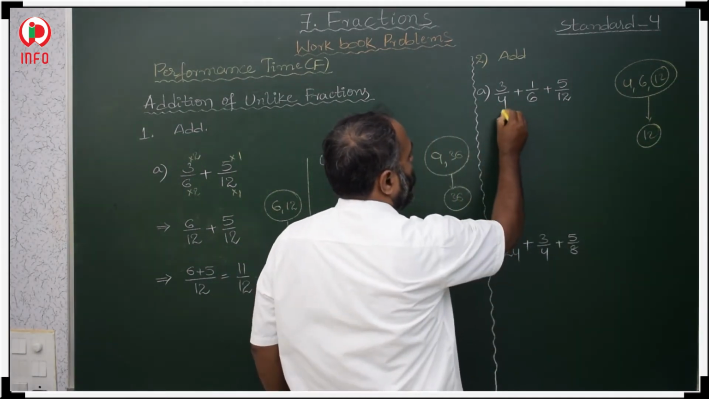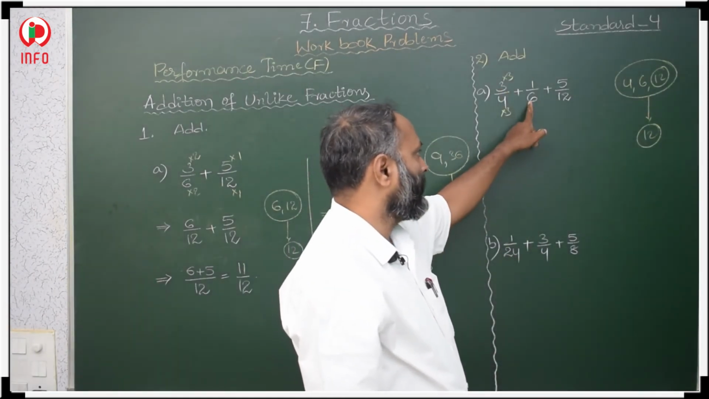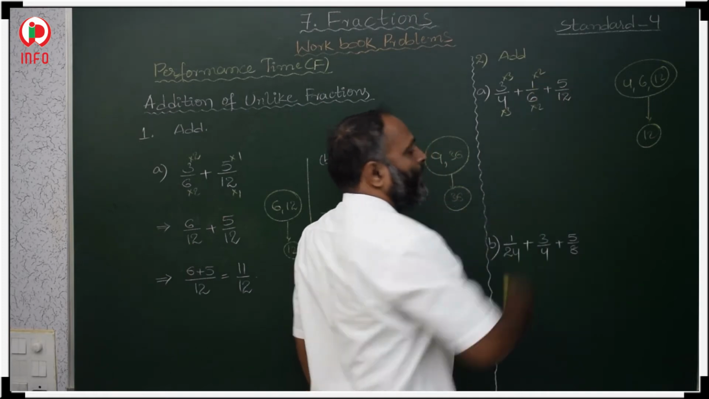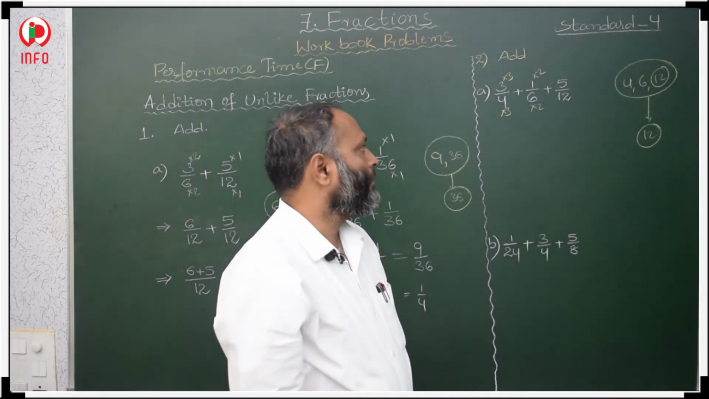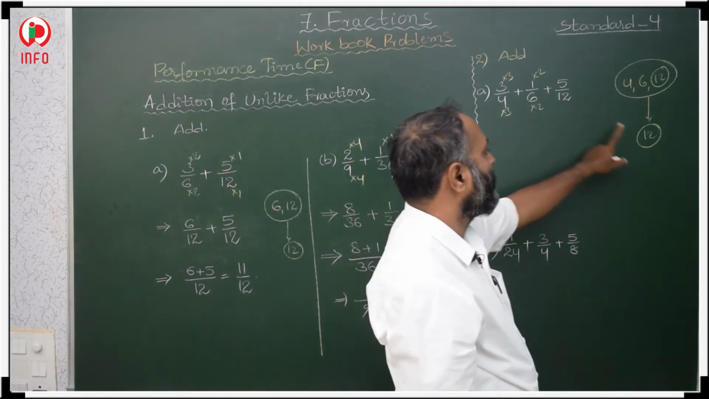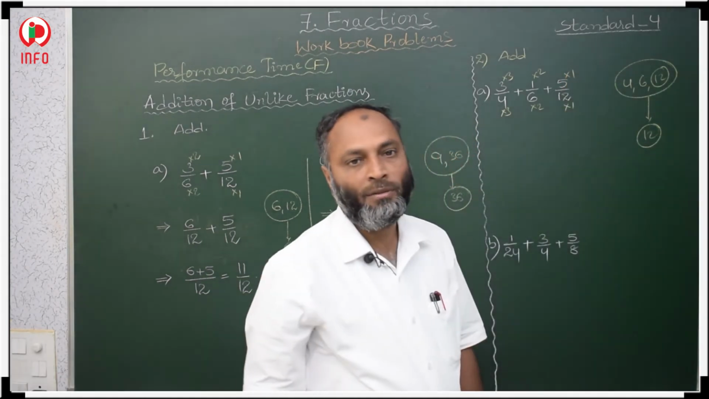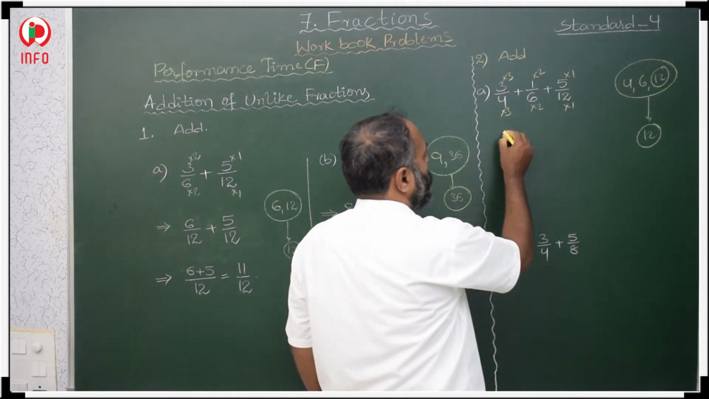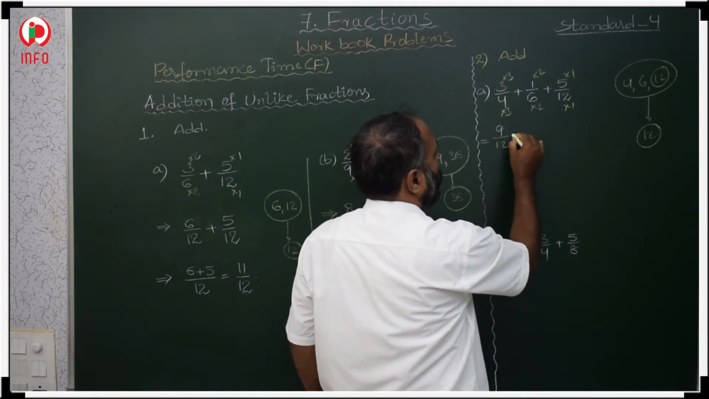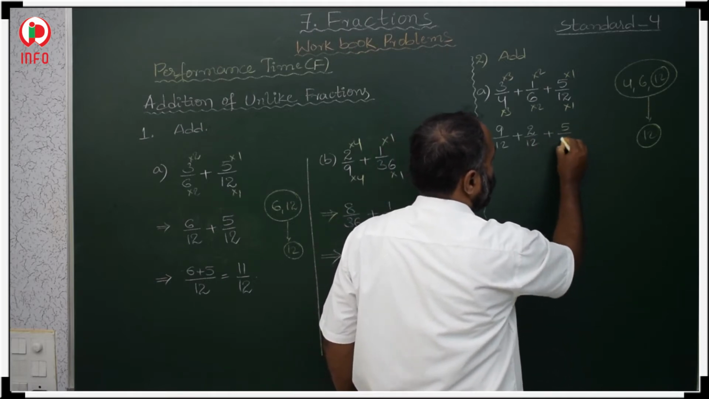Now in the 4 table, when will you get 12? 4 3s are 12, so multiply numerator and denominator of the first fraction by 3. For the second fraction's denominator, 6 2s are 12, so multiply numerator and denominator by 2. For the third fraction's denominator, in the 12 table, 12 1s are 12, so multiply numerator and denominator by 1. Then 3 3s are 9 by 4 3s are 12, 9 by 12, plus 1 2s are 2 by 6 2s are 12, plus 5 1s are 5 by 12 1s are 12.